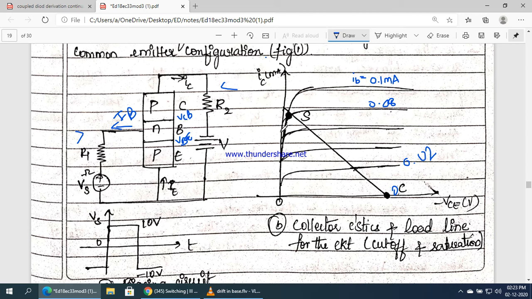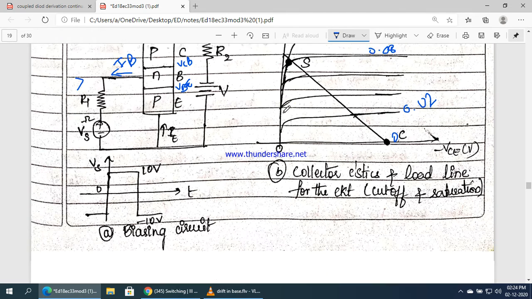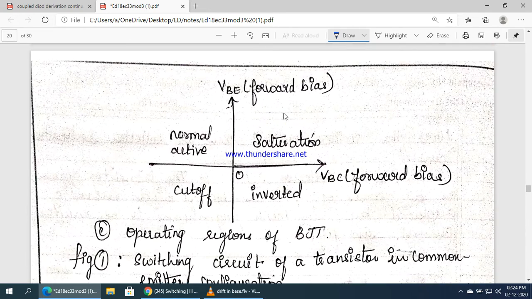So we call this the saturation region, and this is the cutoff region, that's why C is mentioned over here, and this is the saturation region, that's why S is mentioned over here. If the value of IB is such that the operating point lies on this particular line somewhere between S and C, then we call it the normal active mode of BJT. Clear? So at this point the device is off, at this point the device is on. So here we can operate the switch in off mode, and here we can operate the BJT in on mode.